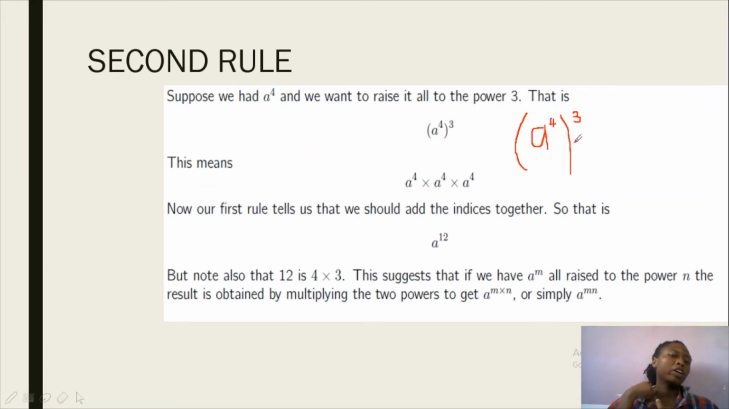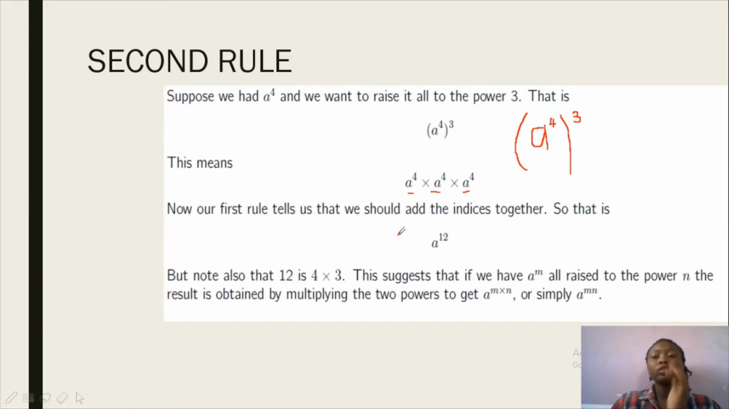If I have something like this, we take A raised to the power 4 as a single entity. So A raised to the power 4 is one thing. So A raised to the power 4, raised to the power 3, will now give us A raised to the power 4, 3 times. That's why we separate it here: A raised to the power 4, A raised to the power 4, A raised to the power 4. So in this case, our first rule is not going to apply here.